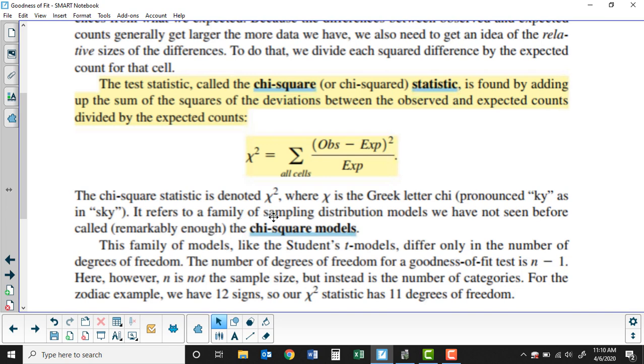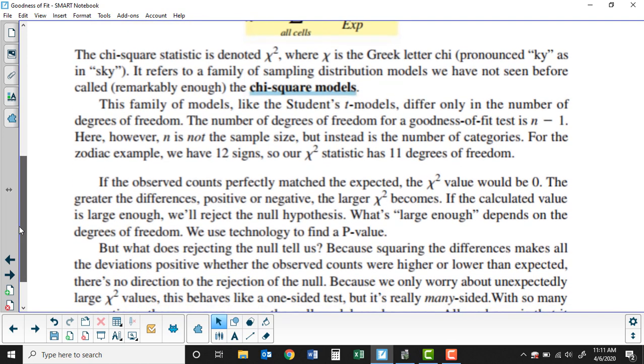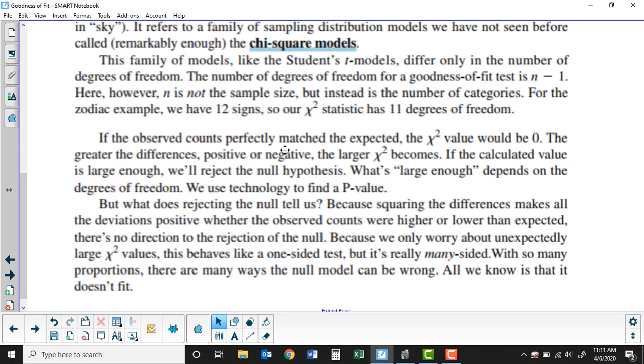Now, one big thing here is our degrees of freedom. Normally, our degrees of freedom is our sample size minus one, but this time it's not that. Because we have 12 different zodiac signs, our degrees of freedom is going to be 11. So however many categories you have, minus one, that is going to be your degrees of freedom.